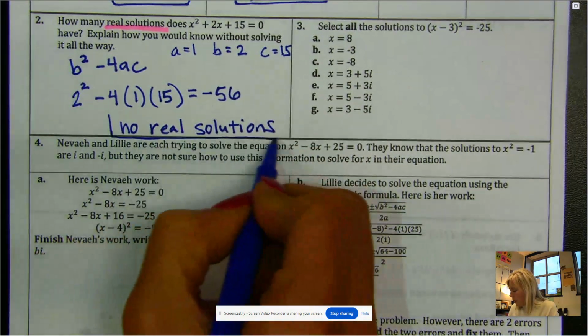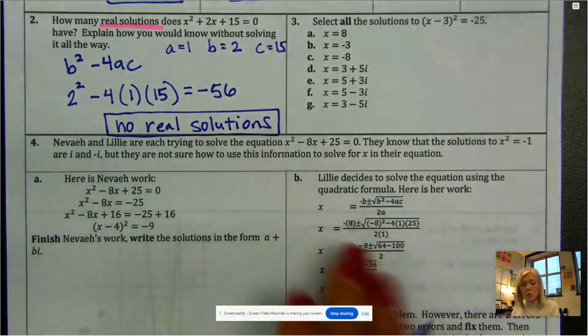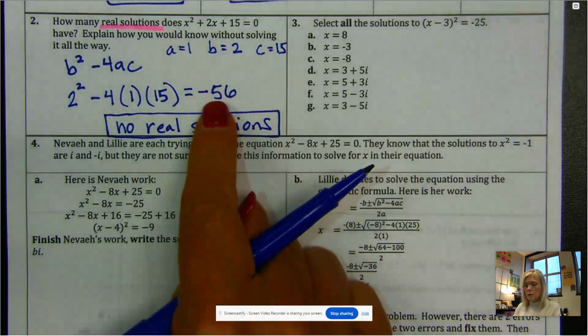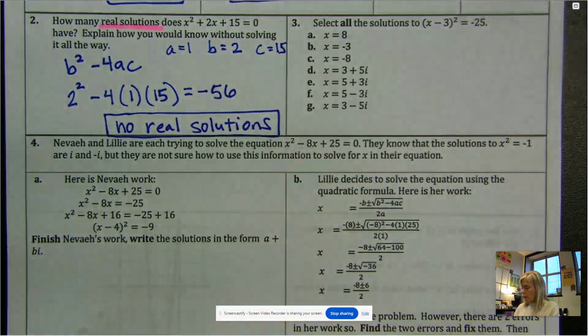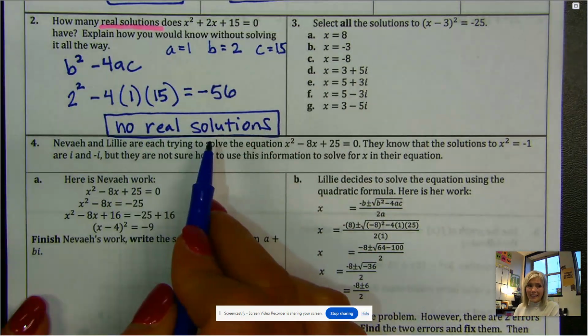Now, if it was positive 56, there would be 2 real solutions. And if it was 0, there would be 1 real solution. Okay, so we talked about that. That's in lesson 19.